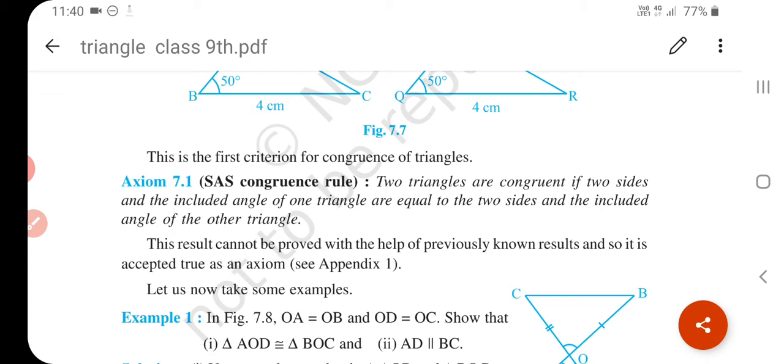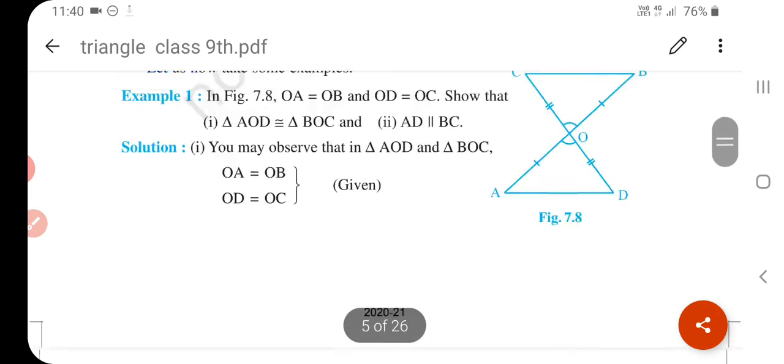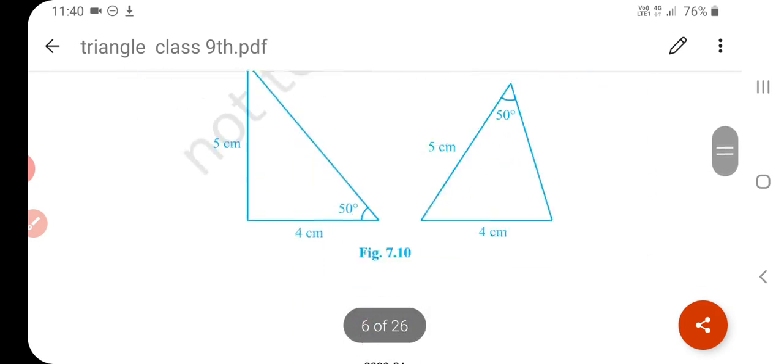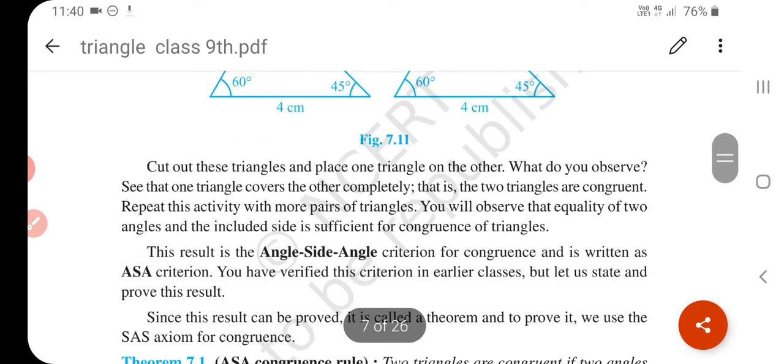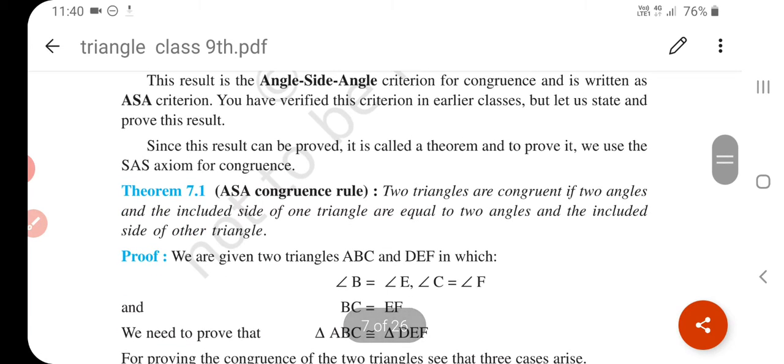Two triangles are congruent if two angles and the side between these two angles of one triangle are equal to the two angles and the side between these two angles of the other triangle. Then we can say that these two triangles are congruent to each other. This is our second rule, called the angle side angle congruency rule.